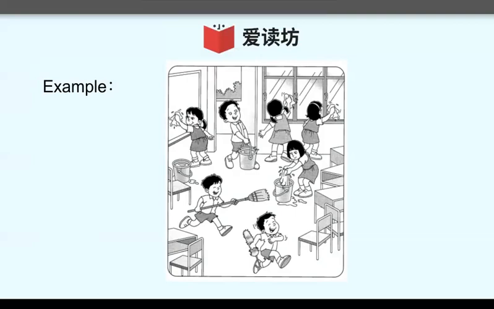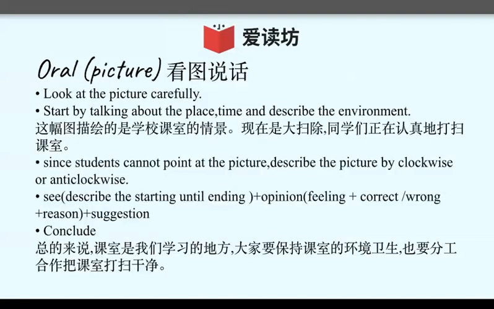Since the student cannot point at the picture, students need to describe the picture clockwise or anti-clockwise. And students can add on their personal opinions and explain why, what we would do if we are the character in the picture. I think this student is correct or wrong and why they are correct or wrong. And you should add on your suggestion.